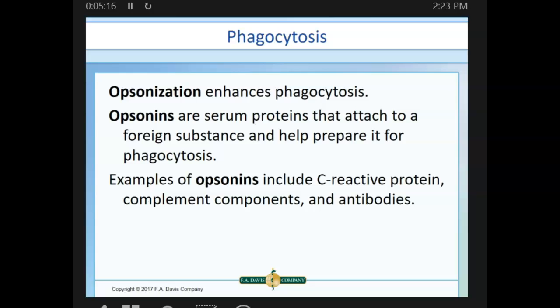Remember from lecture 1 also that opsonization enhances phagocytosis, and opsonins are serum proteins, like some of our acute phase reactants, that attach to a foreign substance and help prepare it for phagocytosis. Because remember, our opsonins are kind of like salt and pepper. And in the Greek terminology, opsonin means preparing to eat. So examples of opsonins include C-reactive protein, complement components, and antibodies.